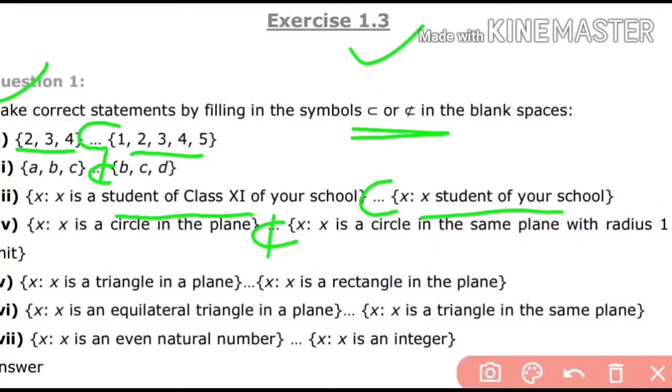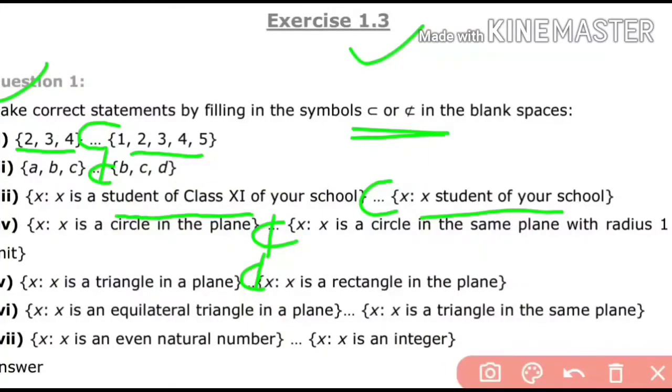The fifth question is {x : x is a triangle in a plane}, and on the second side we have {x : x is a rectangle in a plane}. Both are different sets. One side has triangles and the other has rectangles, so these are not equal. So you write this is not a subset.